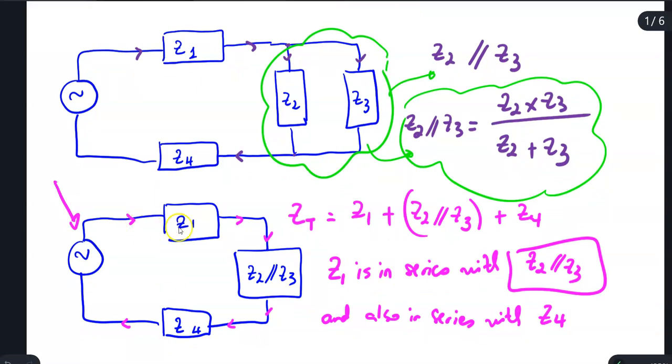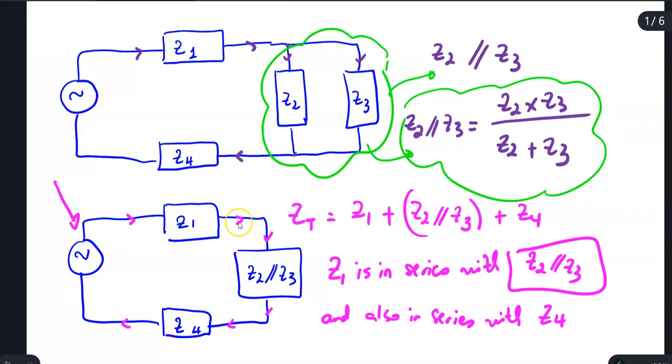Okay, so if you run the circuit through, if it's split and then combined again, then you know that Z2 is parallel to Z3. To calculate the total impedance, we are going to use the formula of the product over the sum for two impedances. Alright, so in this case we have two values, Z2 and Z3, therefore we can use the product over the sum.